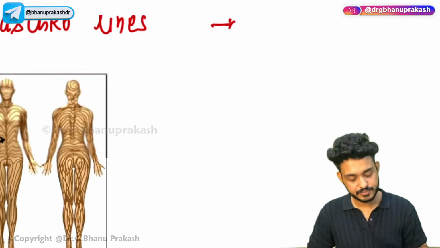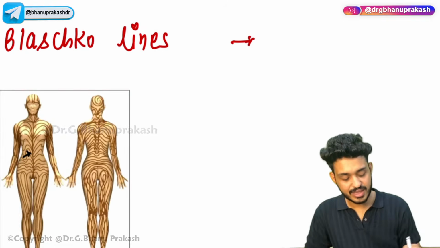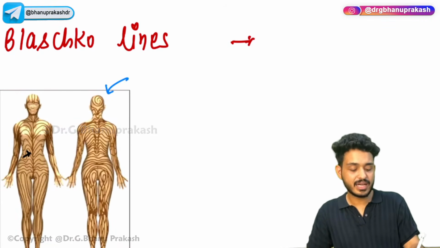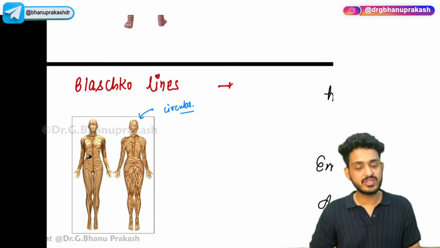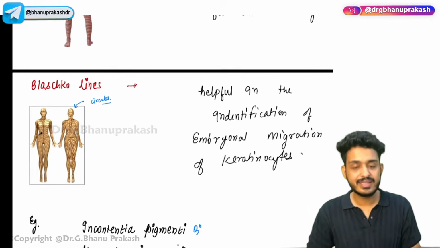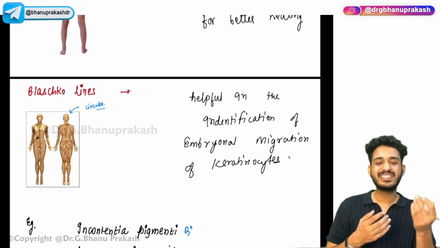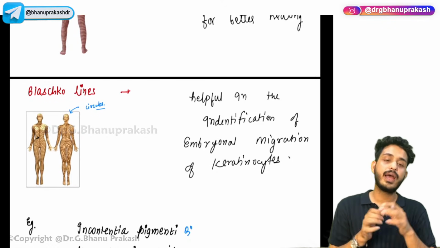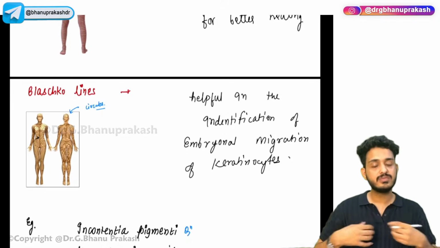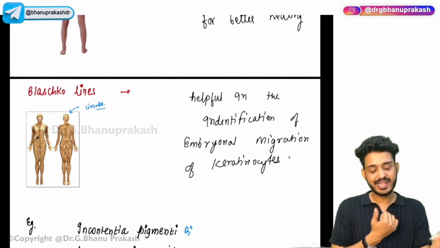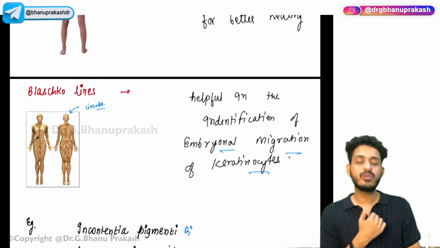Okay, impetigo is there, but which impetigo, guys? Non-bullous. Bullous impetigo is due to staph. We will be discussing about that. Okay, these are your Blaschko's lines. Try to look here. We are having this circular thing over scalp. That is your Blaschko's line. They are helpful in the identification, basically for the identification of embryonal migration of keratinocytes. So basically, keratinocytes are migrating in the body, so they will be telling us about the embryonal migration of keratinocytes.